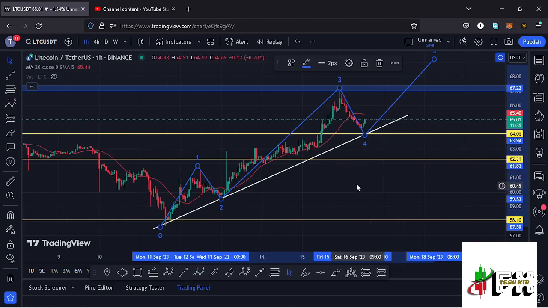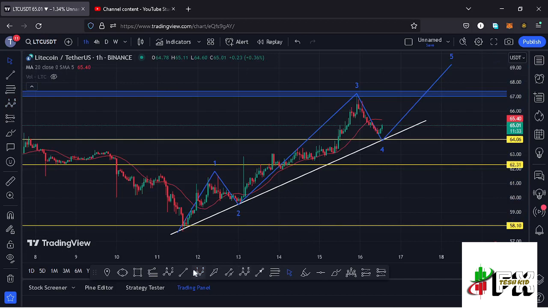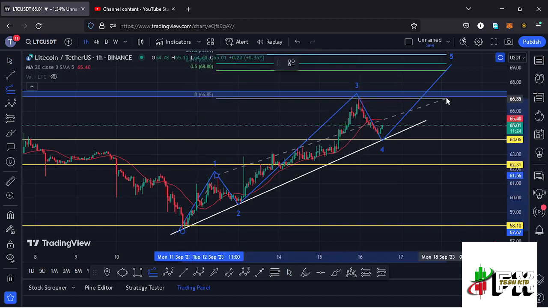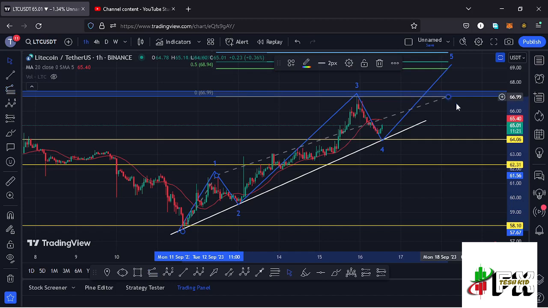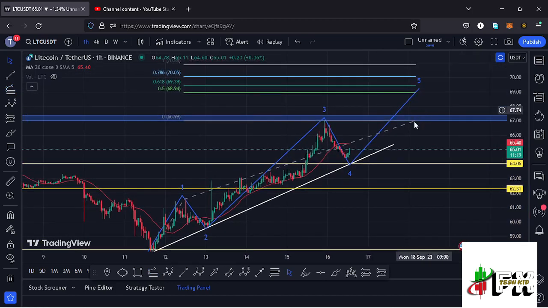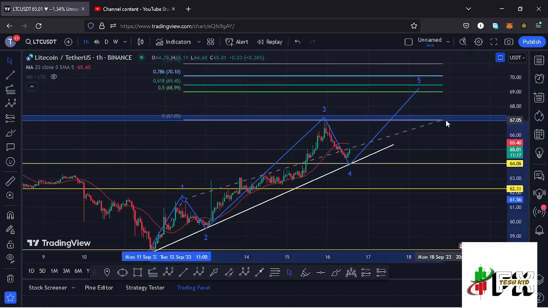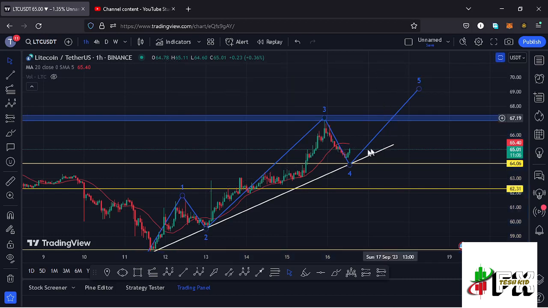Giving you minimum target areas for that wave 5 to the upper side, by connecting the trend based Fibonacci from the low of the first wave to the high of that wave 1, then dragging the fibs to the high of that wave 3, I get a minimum target area for the wave 5 at the fib level 1.618, that is the fib level 0.618, and that is at around the $69.42 mark.